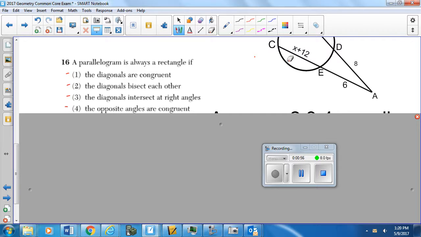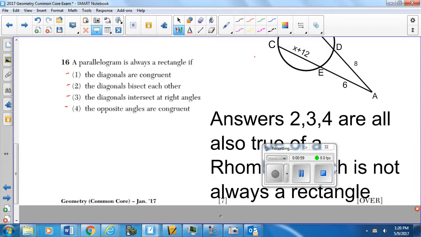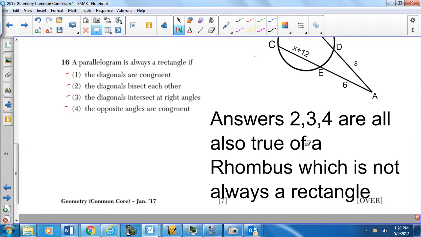So looking at this, I don't want to spend too much time on this. We should know this. I want you to think about this, and this basically gives you the answer. If you look at 2, 3, and 4, they are also true of a rhombus. So when you look at the diagonals bisecting each other, that's true of a rhombus, which is not necessarily a rectangle. The diagonals intersect at right angles. Well, that's true of a rhombus, which is not necessarily a rectangle. The opposite angles are congruent. That's also true of a rhombus, which is not necessarily a rectangle.